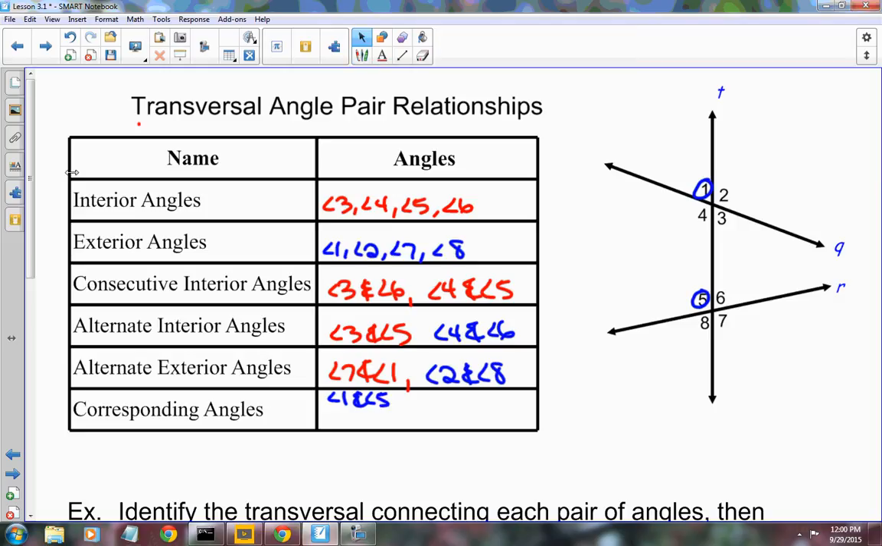Okay, give me another pair. 2 and 6 would be another pair. Okay, so angle 2 and angle 6. Okay, another pair. Okay, 4 and 8. Those are both to the left and below the line. So angle 4 and angle 8. And then the last one, 3 and 7.